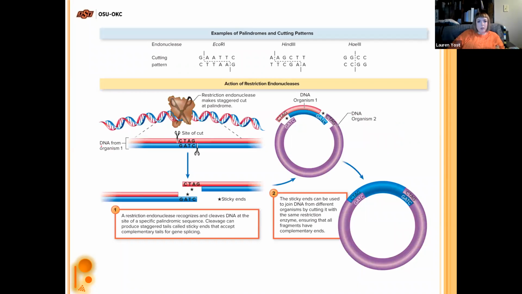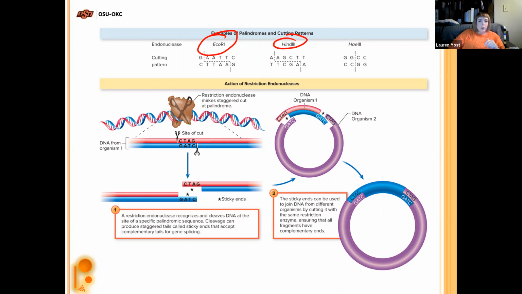Here are some of the most common ones, EcoRI, and HindIII. These are some of the most common ones. So if you saw them written out on a test, you would be able to recognize them as some of the most common restriction endonucleases. You can't say I didn't show it to you.